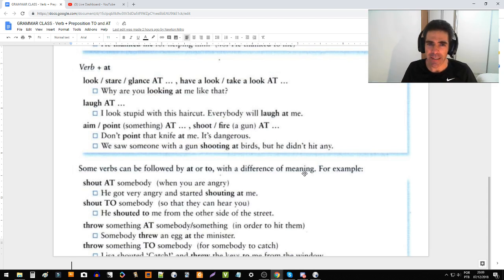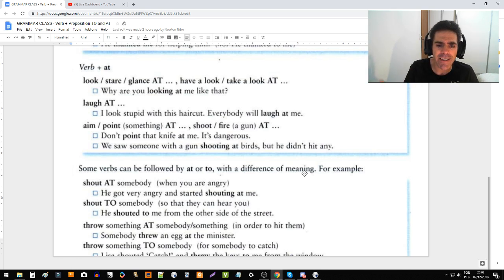You aim at something. You point at something. Oh, I was playing darts at the bar, and I was aiming at the target, and I hit the waiter. Oh my God, I hit the waiter. So you aim at, you point at. Oh, look, I'm pointing at the museum, right? So point at. We say shoot a gun or fire at. Oh, the policeman fired at the thief, right?